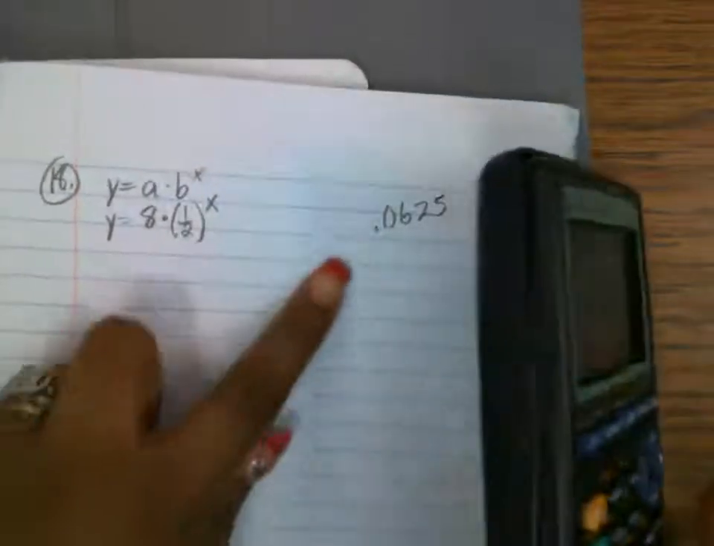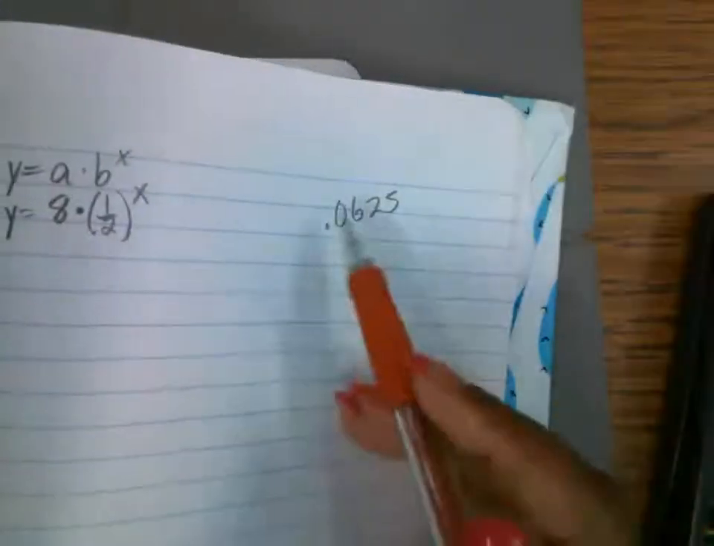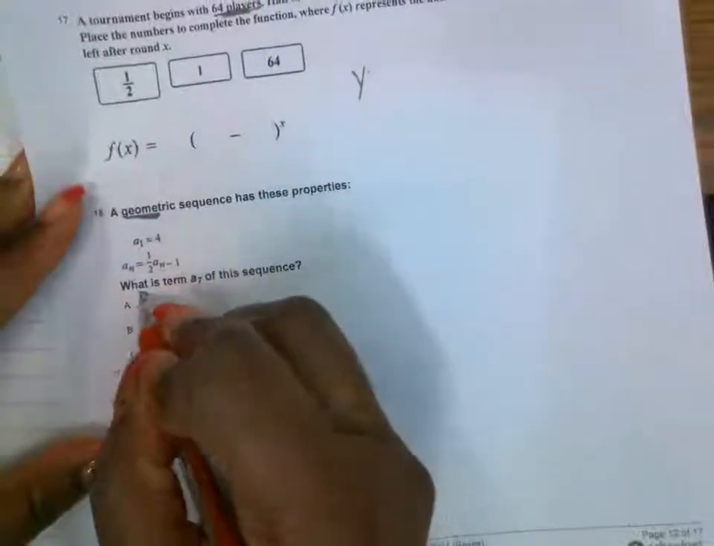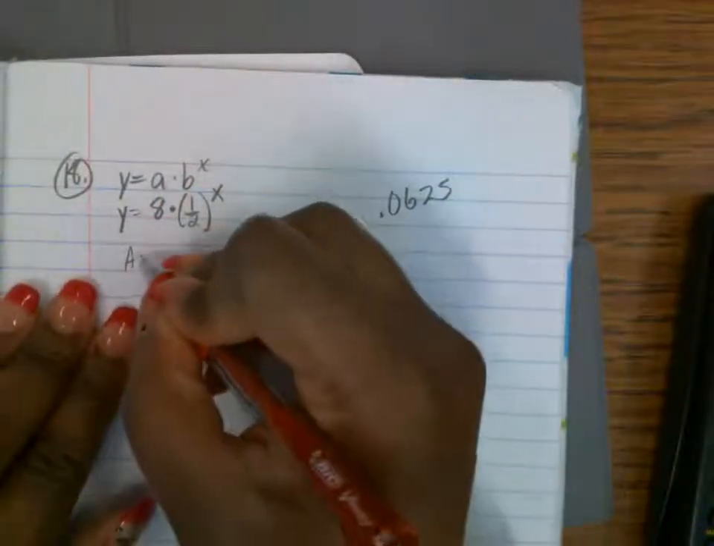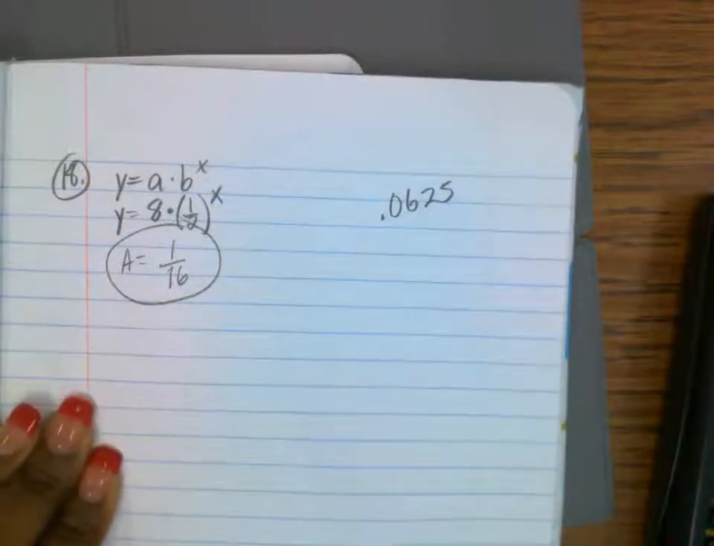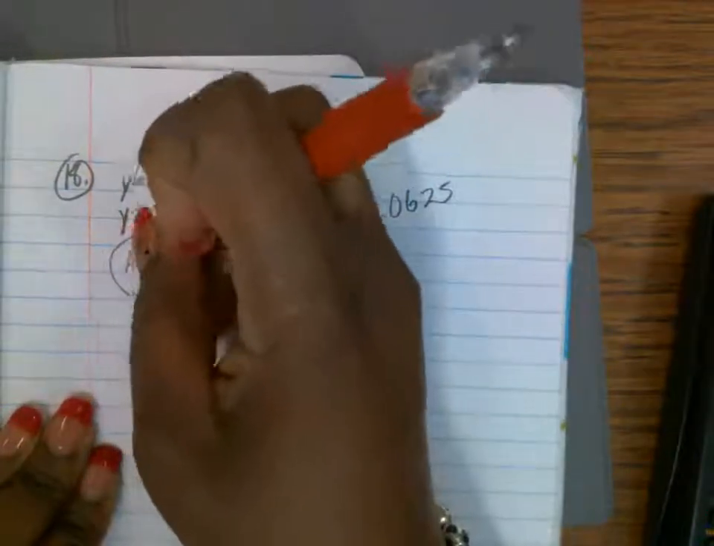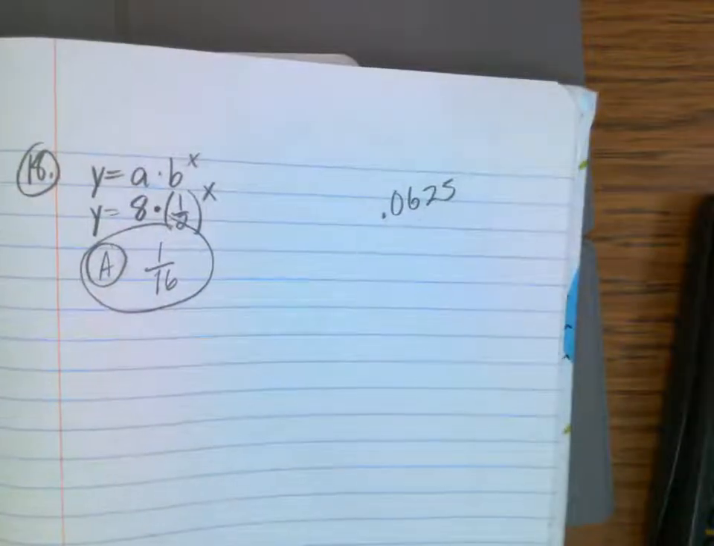And if you don't remember that, just divide these answer choices to see which one of these is this decimal. All right, so your answer here is A. Any questions about number 18?